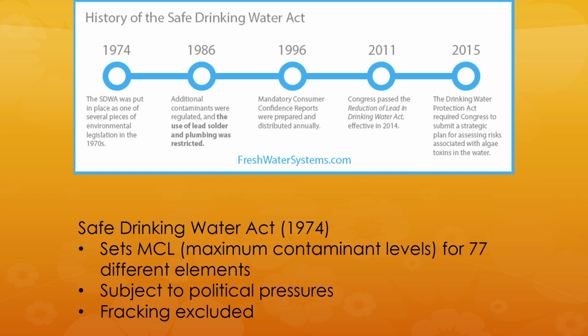So you can see that the Safe Drinking Water Act has been continuing to be refined and adjusted. It sets maximum contaminant levels for 77 different elements, but it is subject to political pressures. So there are many things that can happen with the way that it is enforced based on the political pressures that exist. And fracking has actually been excluded from the Safe Drinking Water Act, even though, as we'll talk about later, fracking has an impact on drinking water.